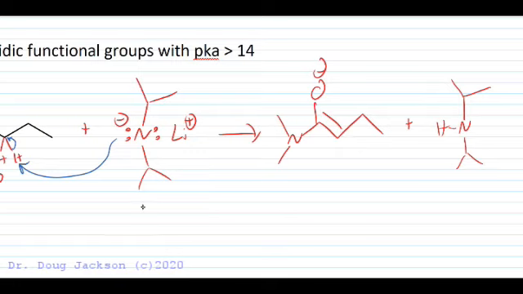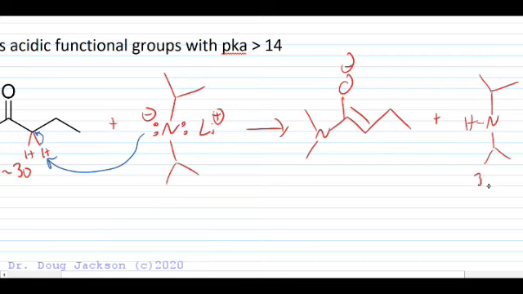But here, let's point this out, about 30. Here we're about 35 for LDA. So a 10 to the 5 difference gives us a very efficient proton transfer. So this is almost 100% completion of the reaction to settle in on the enolate form. Okay, that's what we need.